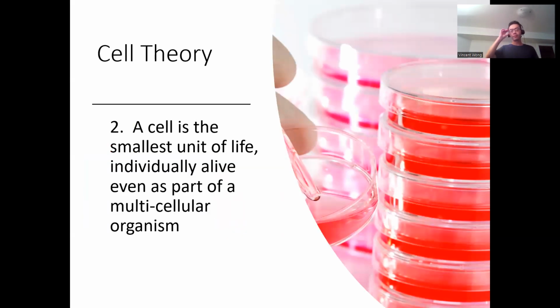Second part of the cell theory. A cell is the smallest unit of life. We know that already. I explained that to you earlier. Individually alive, even as part of a multicellular organism. Did you know you can take cells from your body and put them in a Petri dish? That's what these are. These are little circular containers. Those are called Petri dishes.